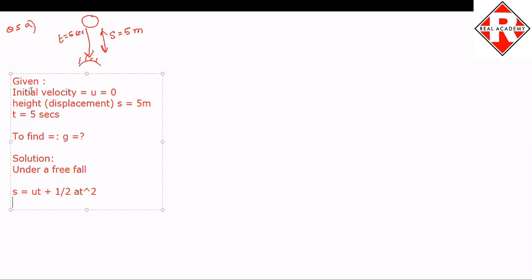s is given, that is 5. Initial velocity is 0 times t. t is given to be 5. Plus half into a, and a is taken as G. We know how to replace a: a is taken as G, correct? Into t square, which is 5 square.